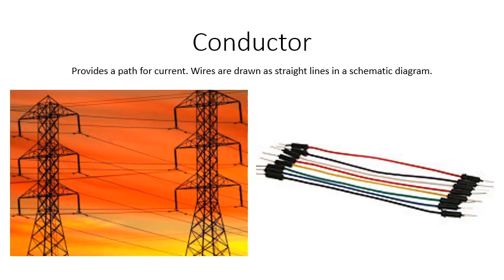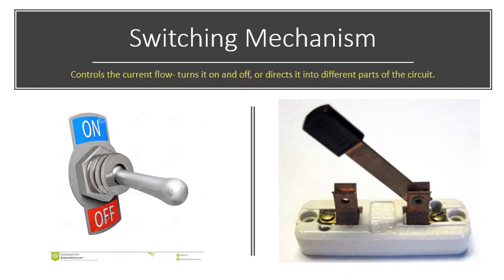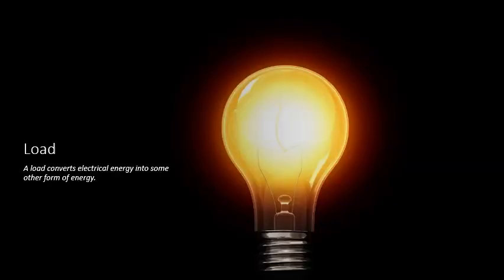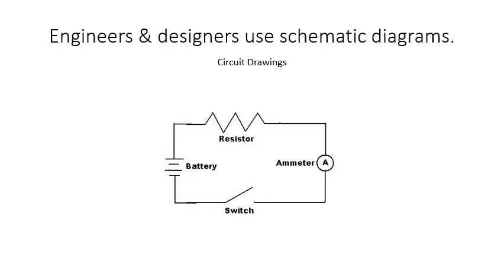Conductors provide the path for current. Wires are drawn as straight lines in schematic diagrams. Here are some examples of conductors. Switching mechanisms will control the current flow. You can turn it on, turn it off, and direct it into different parts of the circuit. And the load, of course, will convert electrical energy into some other form of energy. I think of it as something that you would just turn on in a circuit. For example, a light bulb will convert that electrical energy into two different forms of energy, light energy and heat energy.